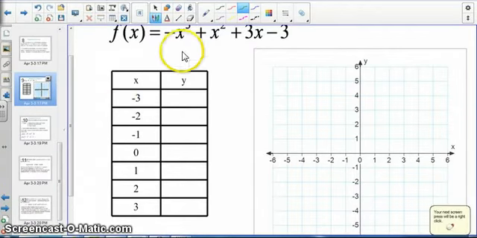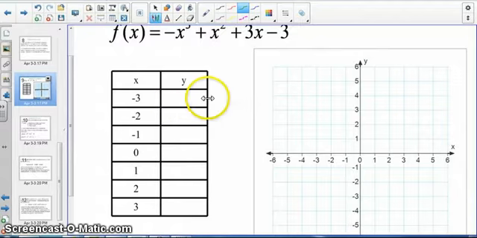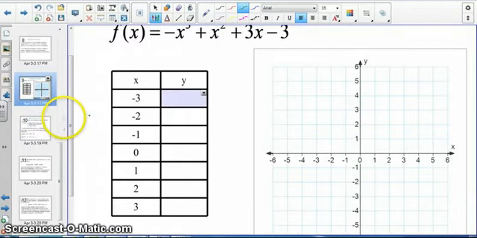So you'd plug -3 into this polynomial. The number you get is your y. Then you'd plot that corresponding ordered pair. Okay. So you guys can do that.